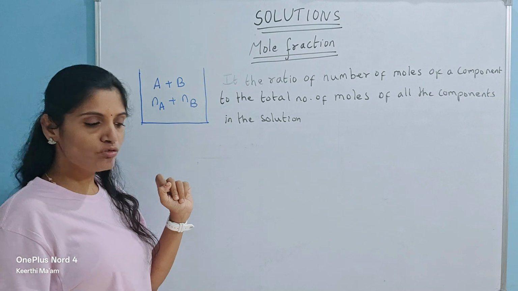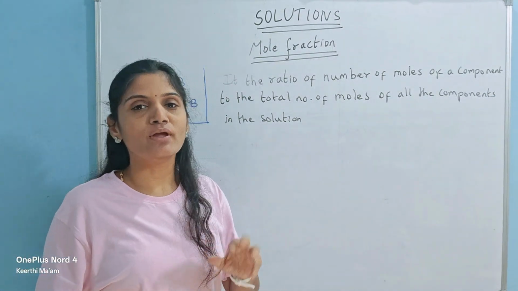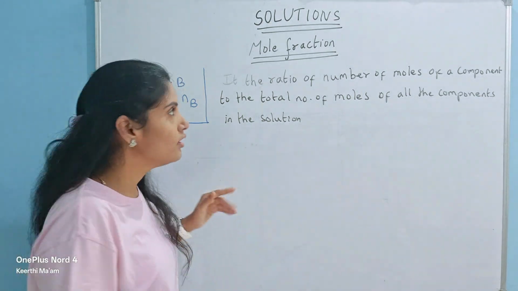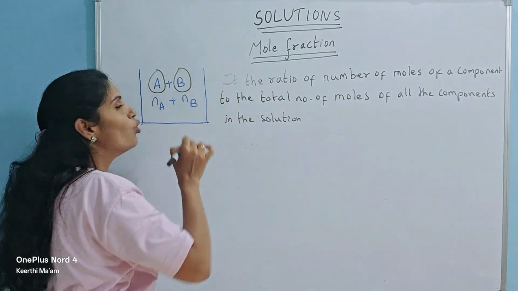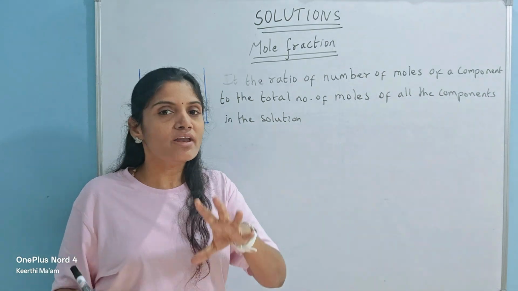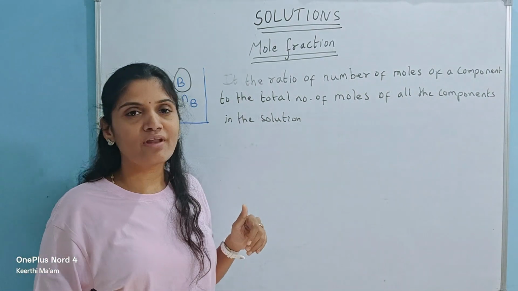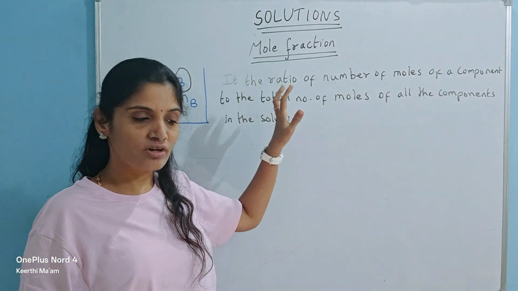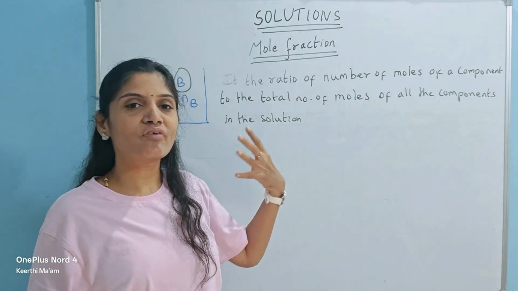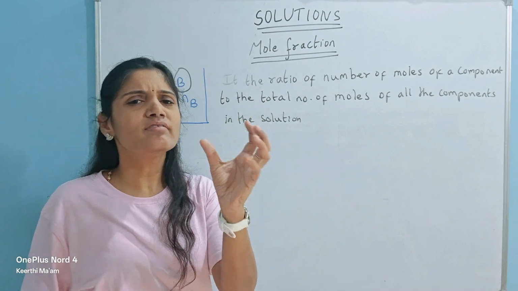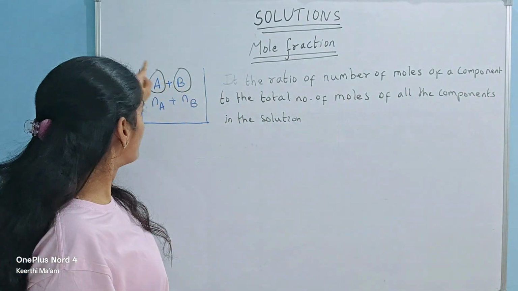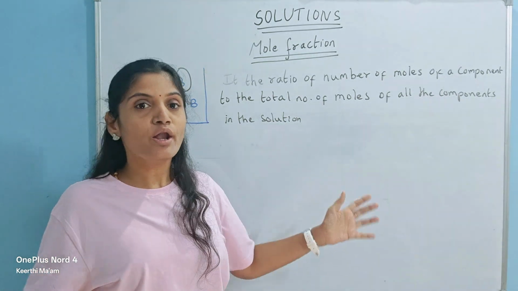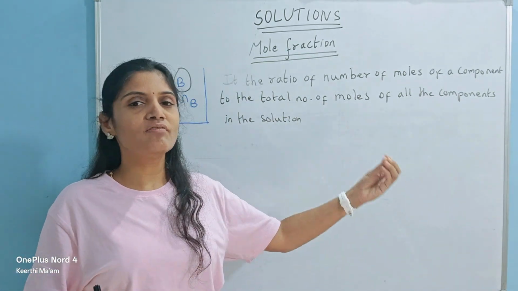For example, I have taken a solution in which I have two components A and B. Now A will have its own mole fraction and B will have its own mole fraction. When I say A will have its own mole fraction, it means that with respect to the total solution, A's fraction is a certain amount. Now when we compare to the total solution, B's fraction of total number of moles is a certain amount. Now when I combine this, that will be equal to 1.